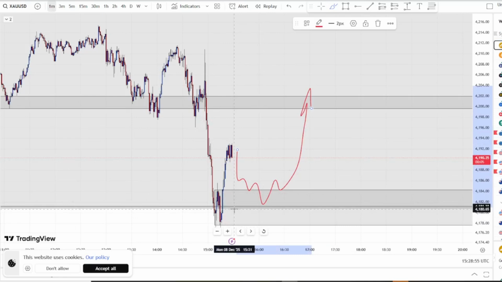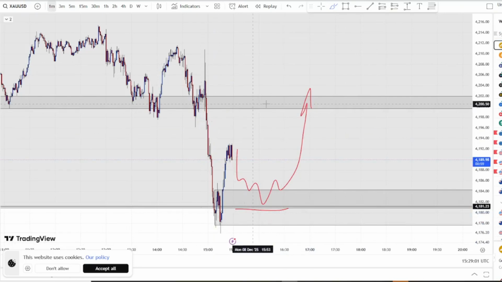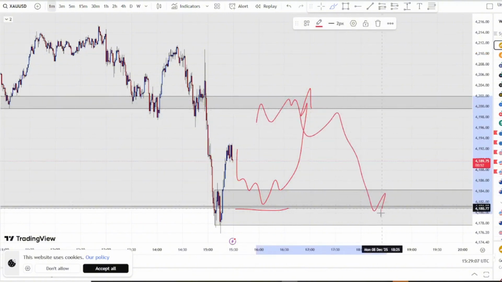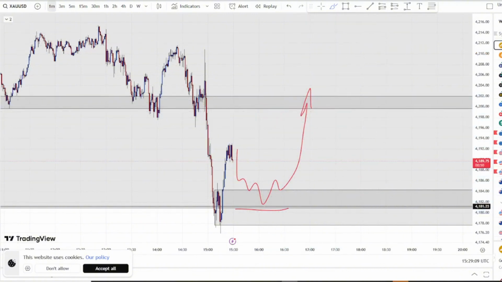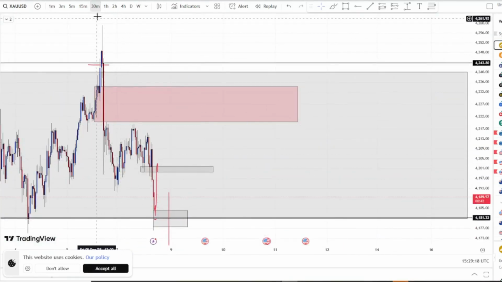Right, I don't want gold back below this level, or else we're going to end up seeing something bearish. Right, and I don't want gold to break above this level. I want to see price give us a nice breakdown like that, you know what I mean? Right, so we'll see how that plays out. Obviously this is on a 1 minute time frame, so just a thought.